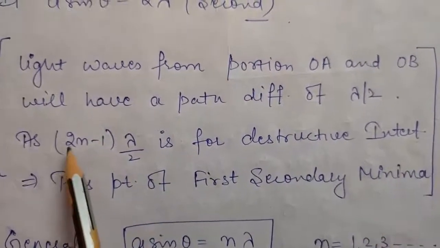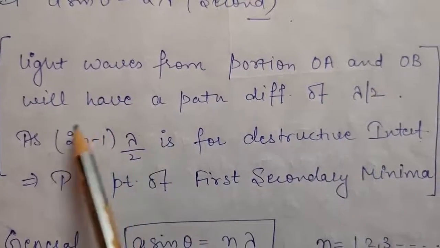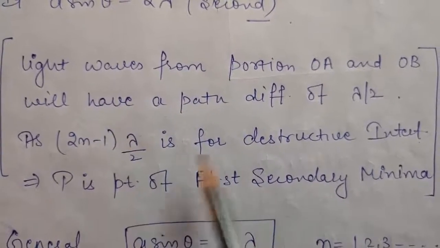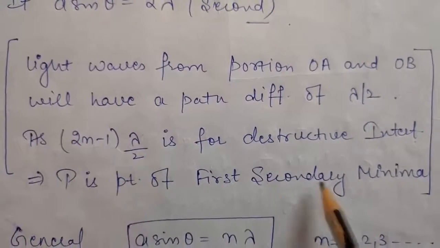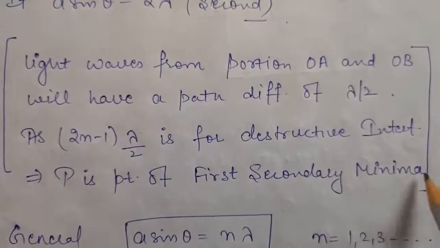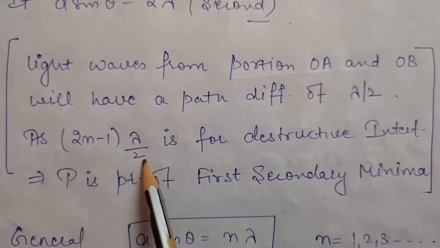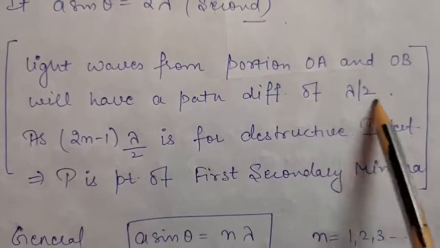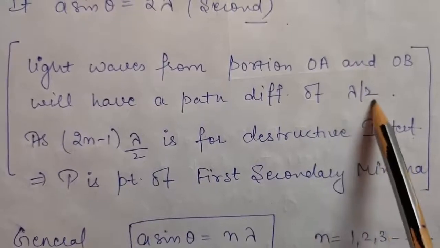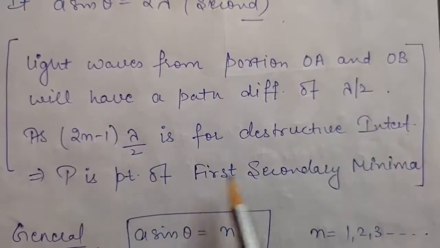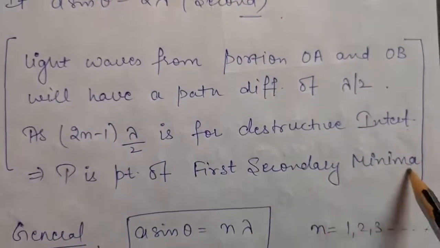Now if you put n equal to 1 here, this will give you lambda by 2. So that means P is a point of first secondary minima, because when we put n equal to 1, we get a path difference of lambda by 2. And here also we are getting a path difference of lambda by 2. So you can say P is the point of first secondary minima.